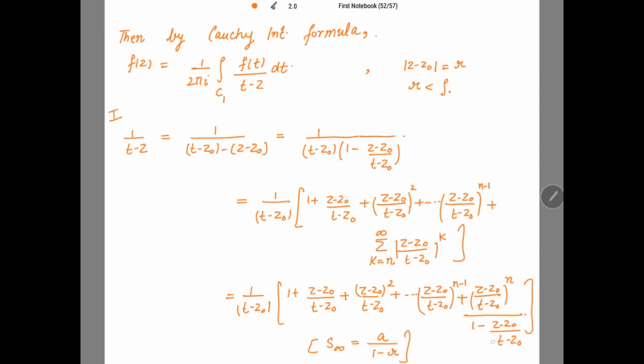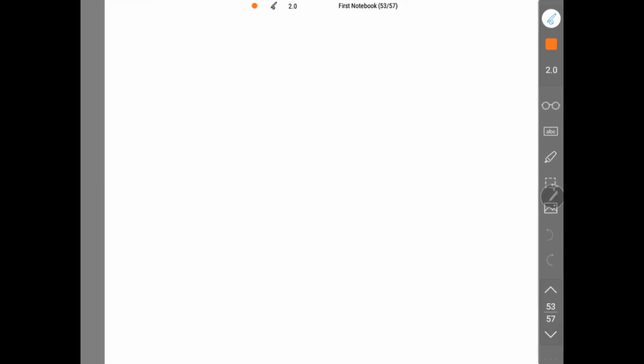Now taking the LCM and t minus z naught, cancelling this, and also I am taking this t minus z naught inside. Okay, so let's take t minus z naught inside, and for the last term taking the LCM, and something will cancel. So I'm writing the main step, which is 1 minus t minus z naught plus z minus z naught t minus z naught whole square plus z minus z naught.